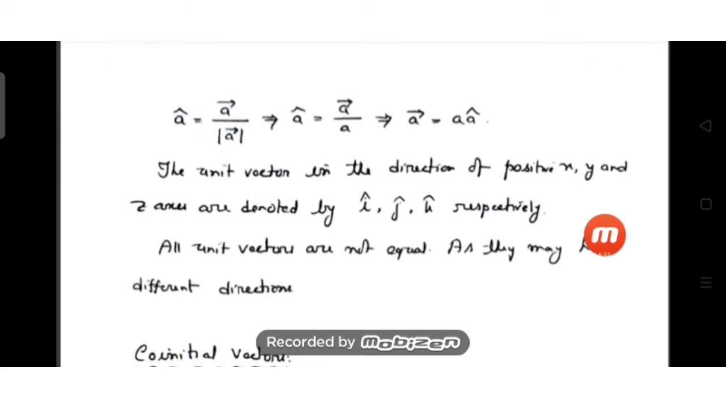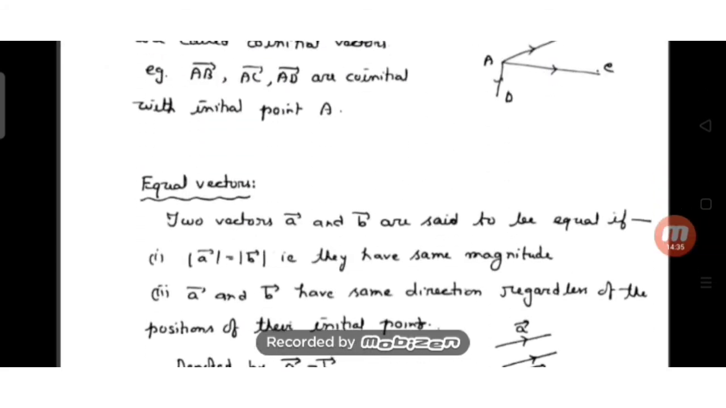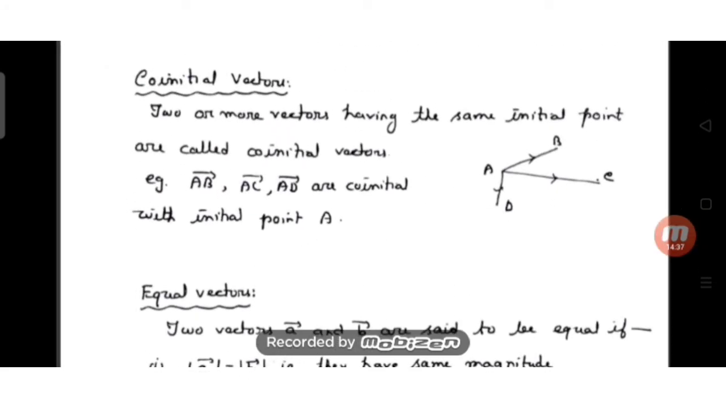So all unit vectors are not equal. Okay, so after that the next type of vector is the co-initial vector. From the name itself it is clear. Co-initial means the initial point is the same. So two or more vectors having the same initial point are called co-initial vectors. That means if you consider two or more vectors and their starting point is the same, then they are known as co-initial vectors. For example, this one.